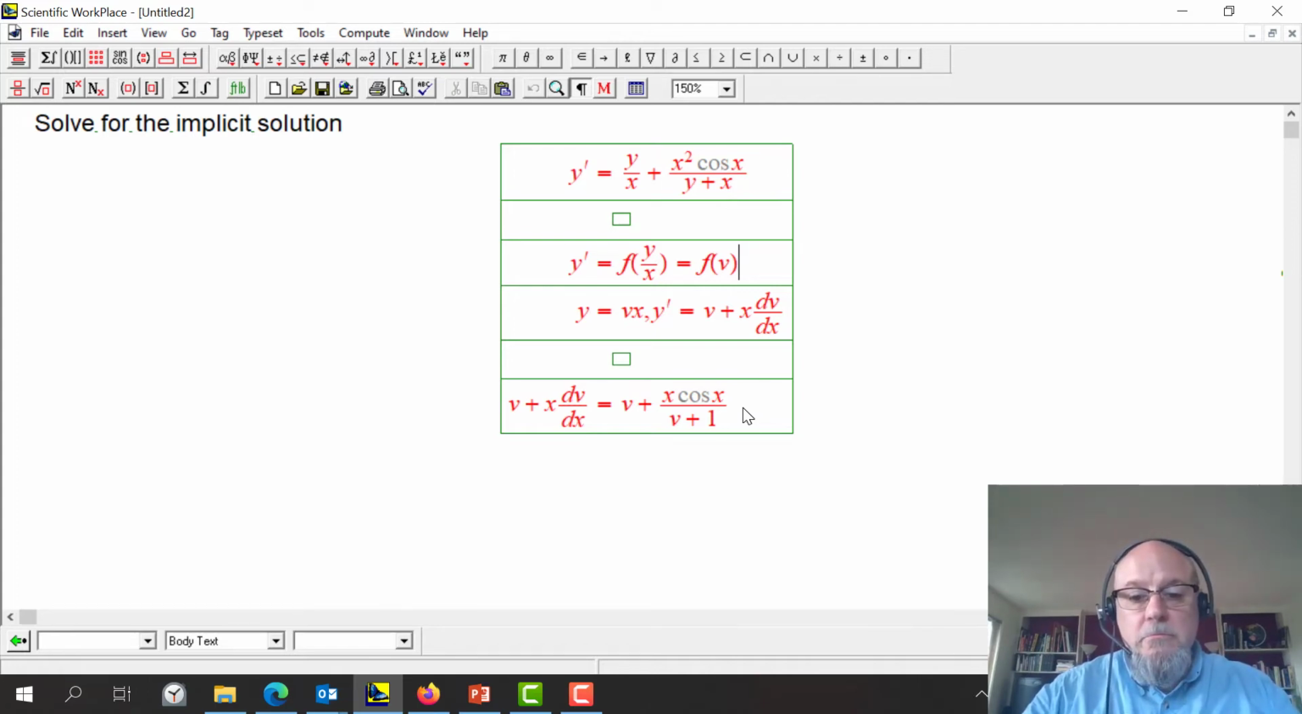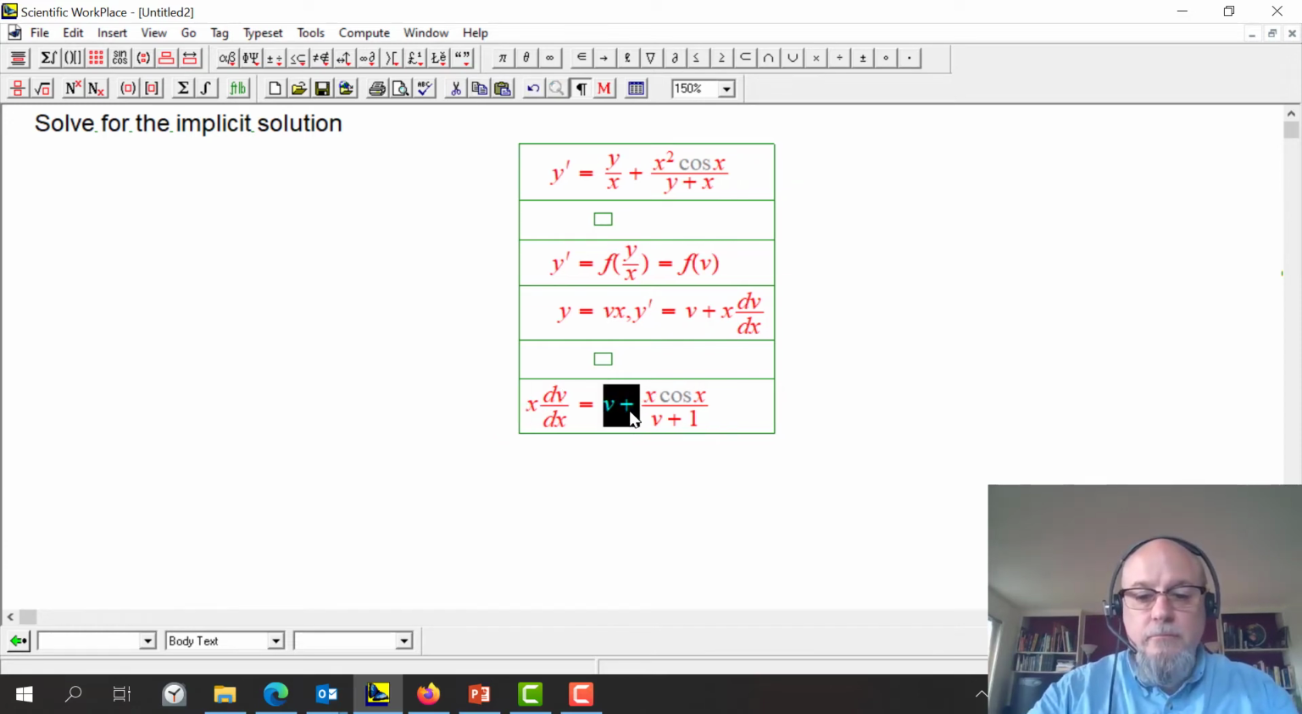But let's just take a look at what we did get. I can see that I can cancel a v off each side. Now, if it was homogeneous, after that substitution it would turn into a separable differential equation in terms of v and x. I would solve it, and then everywhere there was a v, I would put a y over x, substitute it back, and that would give me the implicit solution that I want.